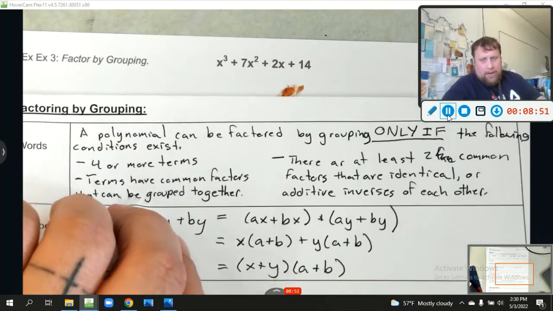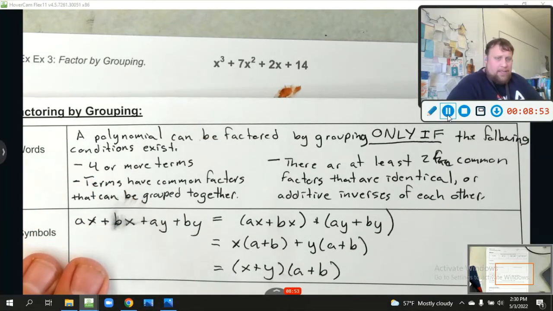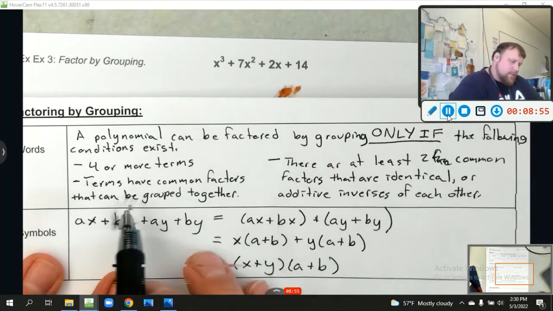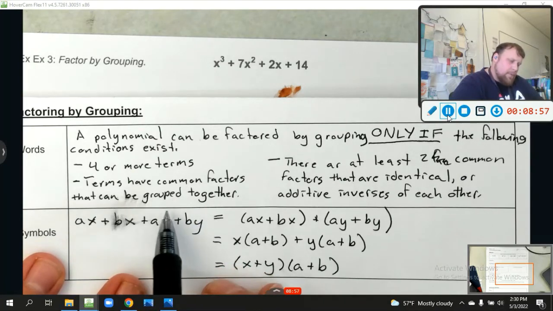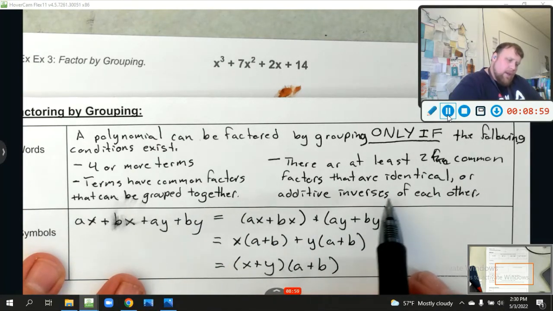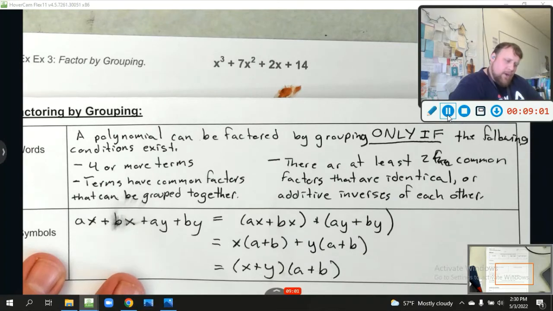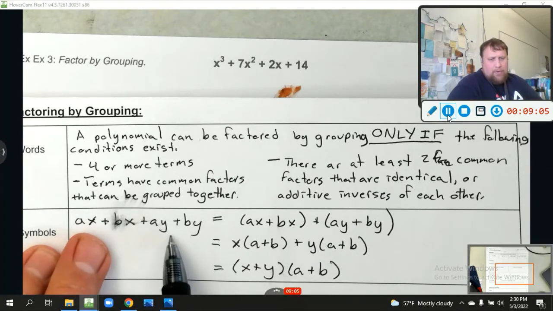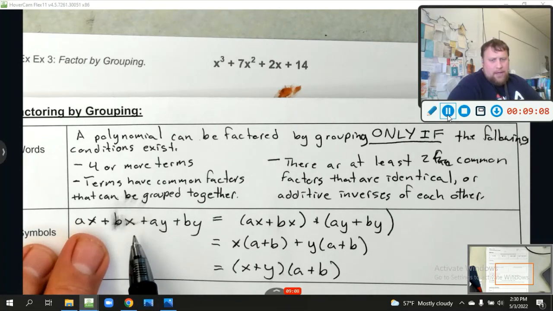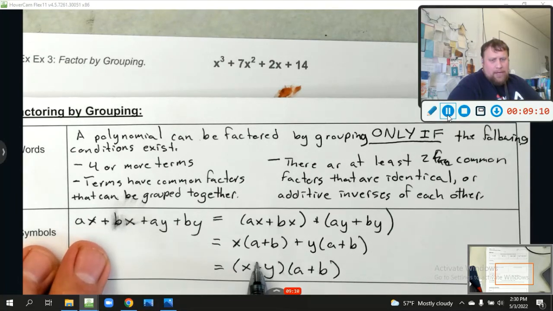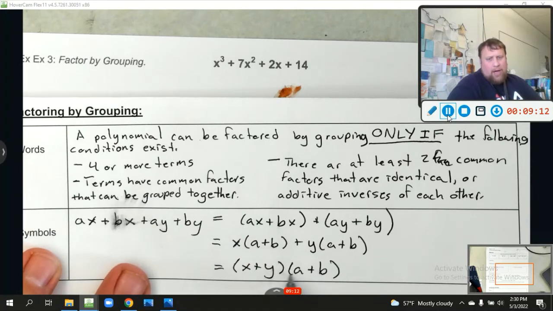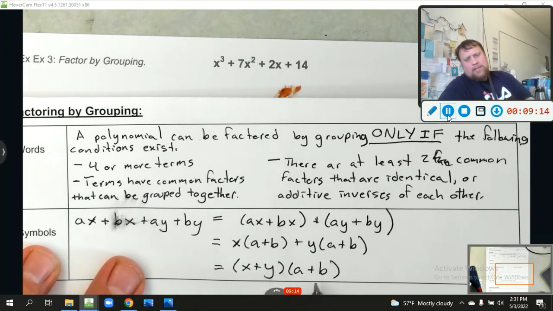A polynomial can be factored by grouping only if, that means if and only if, these conditions exist: 4 or more terms. Terms have common factors that can be grouped together. There are at least 2 common factors that are identical or additive inverses of each other. And here's the example. Notice how we moved around the ax and the bx. We're going to group those together and pull an x out. We group the y's together, pull the y out. We're left with x plus y times a plus b.